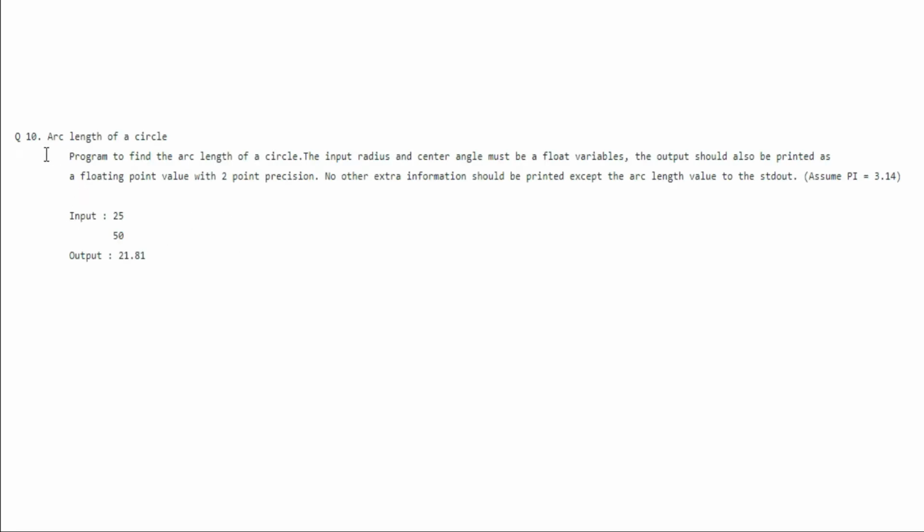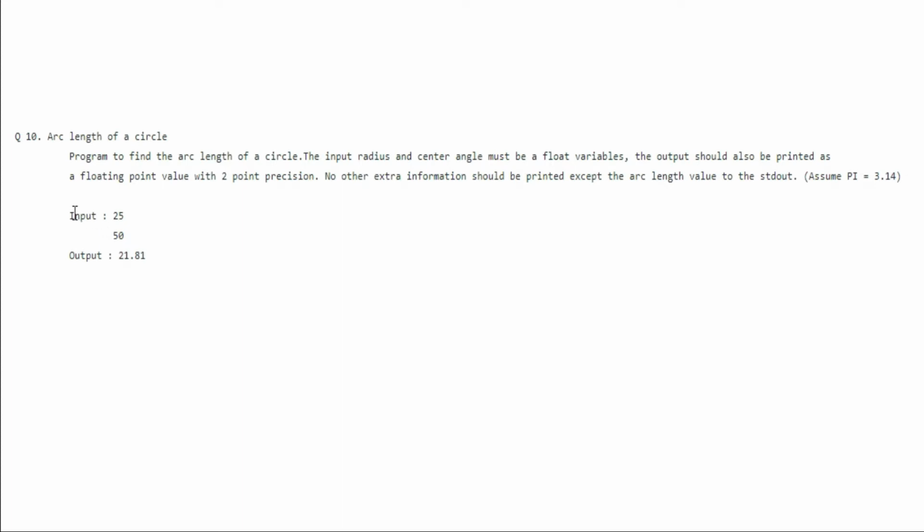Our next task is arc length of a circle. The problem statement is to write a program to find the arc length of a circle. The input radius and center angle must be float variables. The output should be printed as a floating point value with 2-point precision. No other extra information should be printed except the arc length value to the standard output. And we have to assume that the value of pi is 3.14.